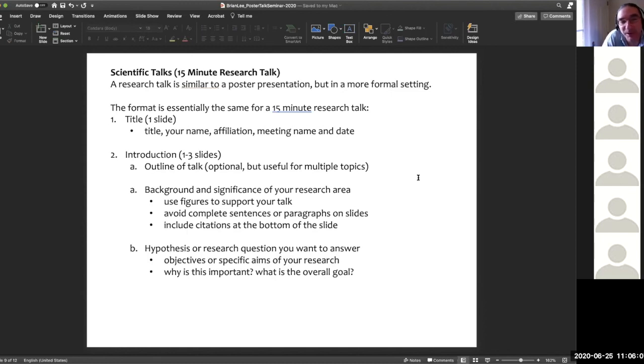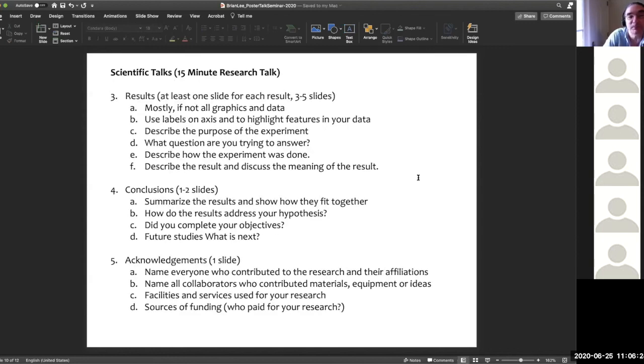And then the last part of the introduction should be, what's the research question that you're trying to answer? So you can break this up into objectives and specific aims, but you want to highlight why it is important and what's your overall goal in doing the research. Then you go into really what's the main body of your presentation, which is the results.